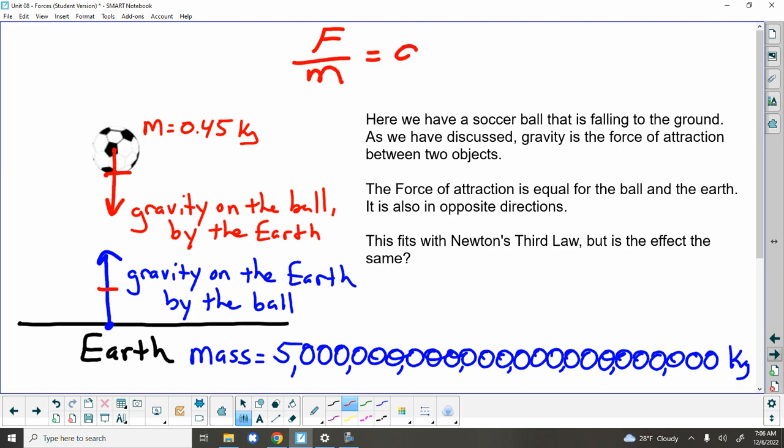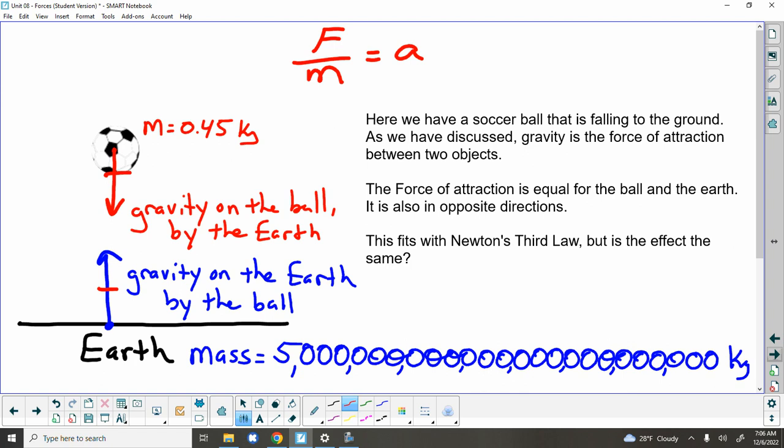The mass of the earth is so big that we are not going to witness any appreciable change in its motion. However, that same force being applied to the soccer ball is definitely going to make a change to that object's motion, and it immediately accelerates towards the ground at 9.8 meters per second every second. But it doesn't change the fact that there are forces being exchanged.